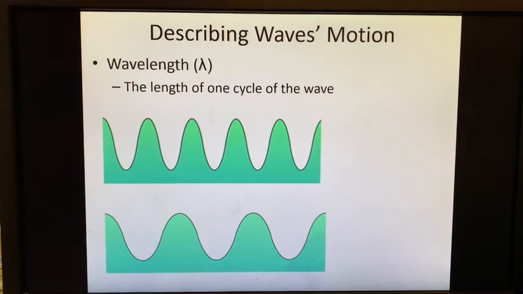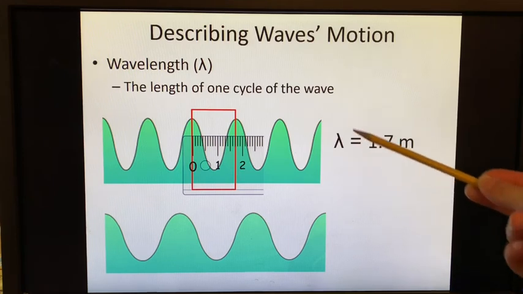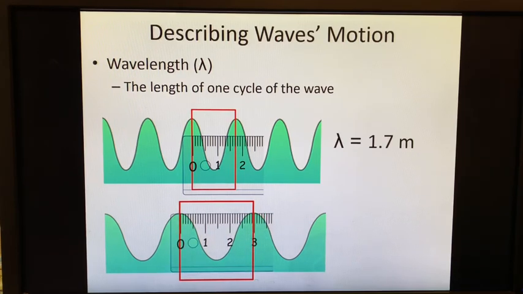Wavelength, comparing the length of one cycle of a wave. So there's just one cycle, and you physically measure it. We're going to pretend that's meters and say that's a wavelength. Notice the symbol there, lambda, wavelength of 1.7 meters. Whereas this one has a longer wavelength. We measure it, again, pretending that's meters. We got a wavelength of 3 meters.